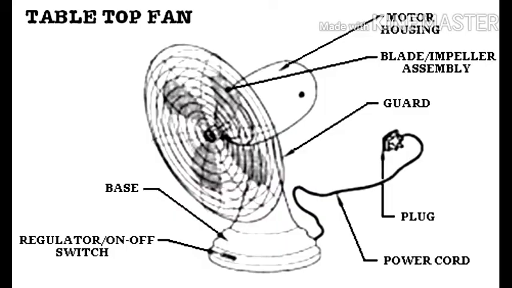Next, there is a guard. It is a covering for the blades to prevent anything from outside touching the blade and being cut. It is a plastic or metal wire in the form of a metal case. It is round in shape and gray in color.